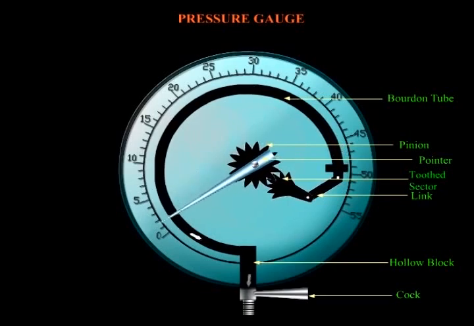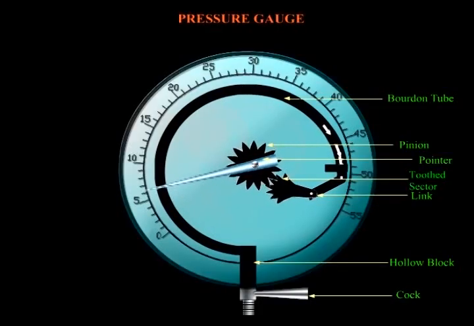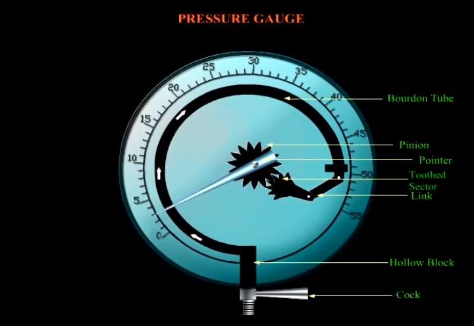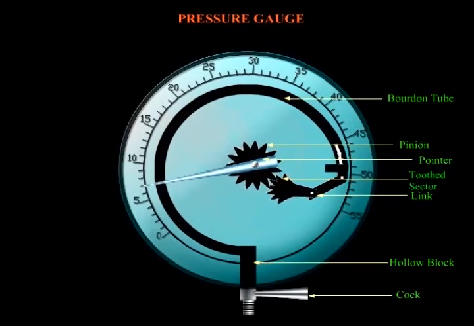They are basically made of coiled flexible metal tubes which uncoil when the pressure inside decreases. The movement of the tube is made to drive a pointer across a scale through a combined system of levers and gears.